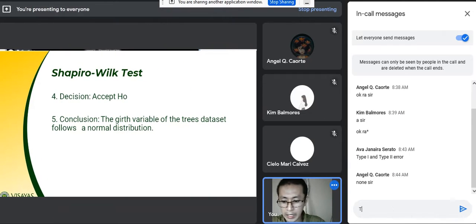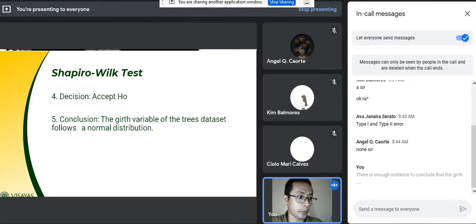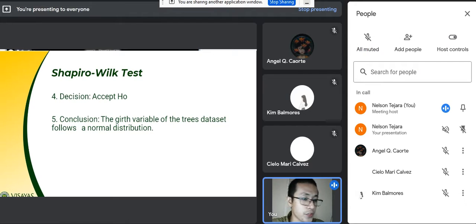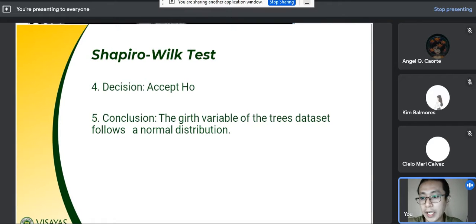So again, let me just type here. There is enough evidence to conclude that the girth variable of the trees dataset follows a normal distribution. Questions, class, or clarifications about this example using the Shapiro-Wilk test? None, sir.